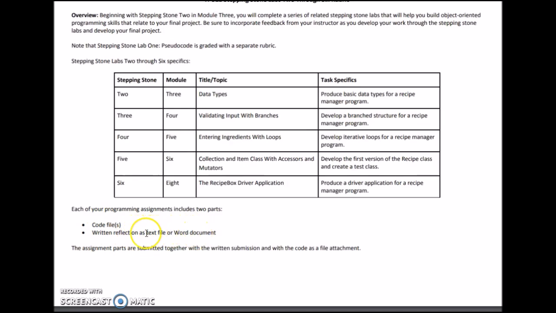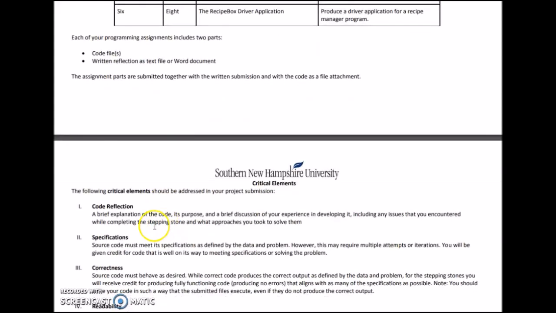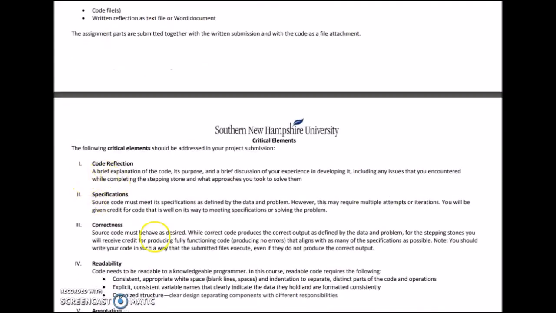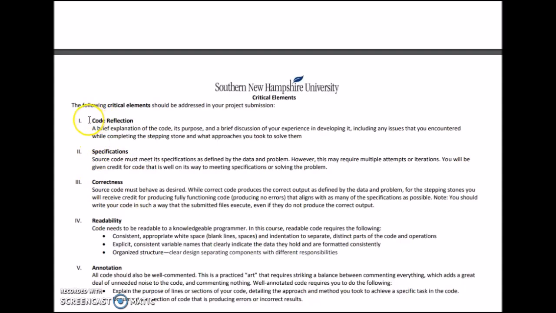So this is very important. You want to make sure that for every stepping stone lab from 2 to 6, you submit the written reflection as well. This written reflection will contain certain pieces. If you read these critical elements here, you'll see everything, and it'll explain what's expected for the code reflection. You need to make sure you always include a brief explanation of the code, its purpose, and a brief discussion of your experience in developing it, and include any issues that you encountered while completing the stepping stone and what approaches you took to solve them.